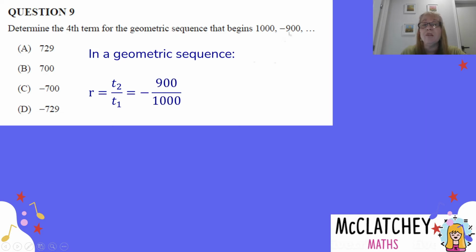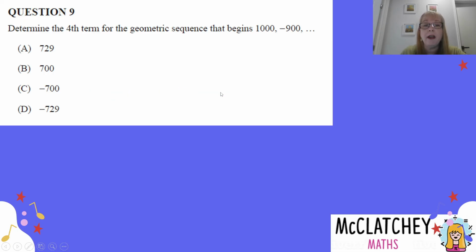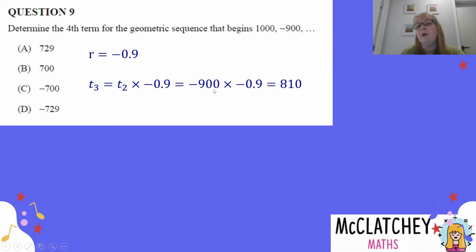So my common ratio is going to be negative 900 divided by 1,000, which is going to give me negative 0.9. So now I'm going to multiply negative 900 by negative 0.9, and that will give me my third term. So my third term is the second term multiplied by the common ratio, which is negative 900 times negative 0.9. Negative times a negative makes a positive, which will give me 810.